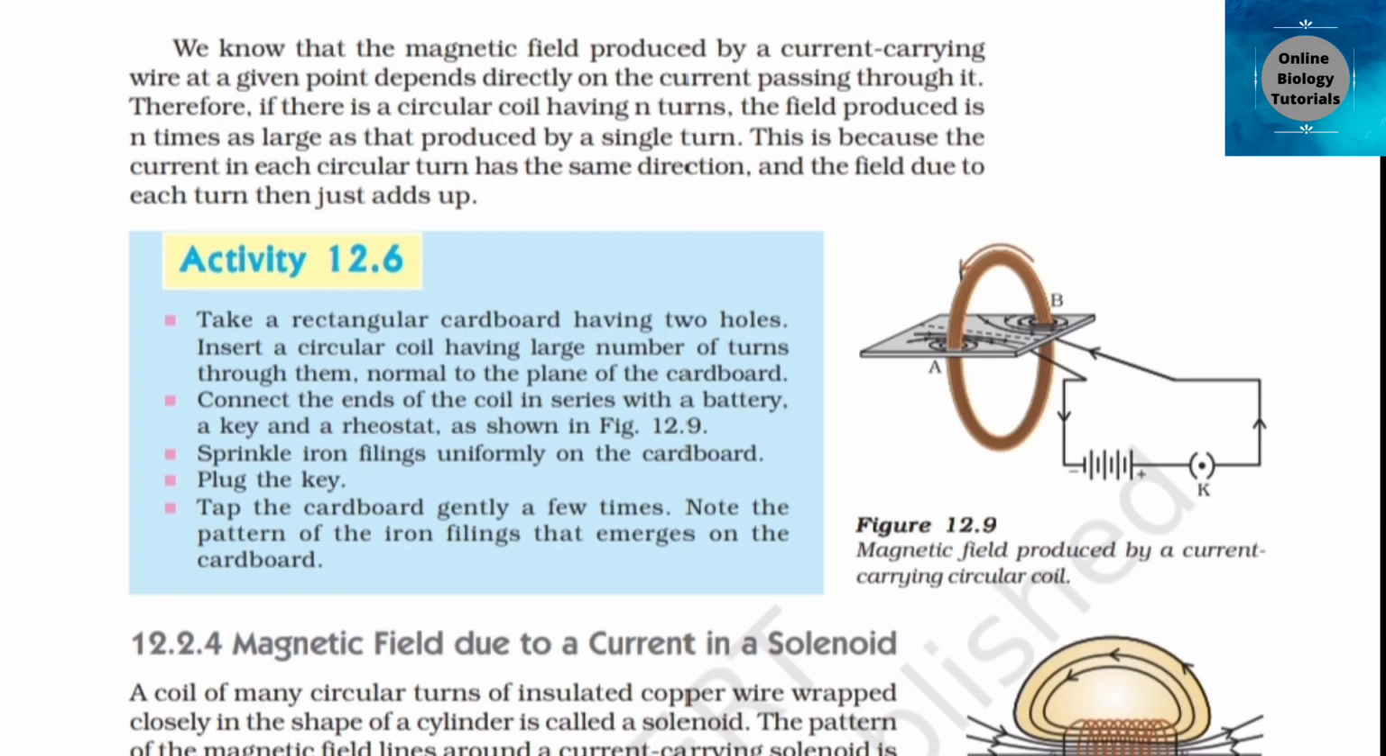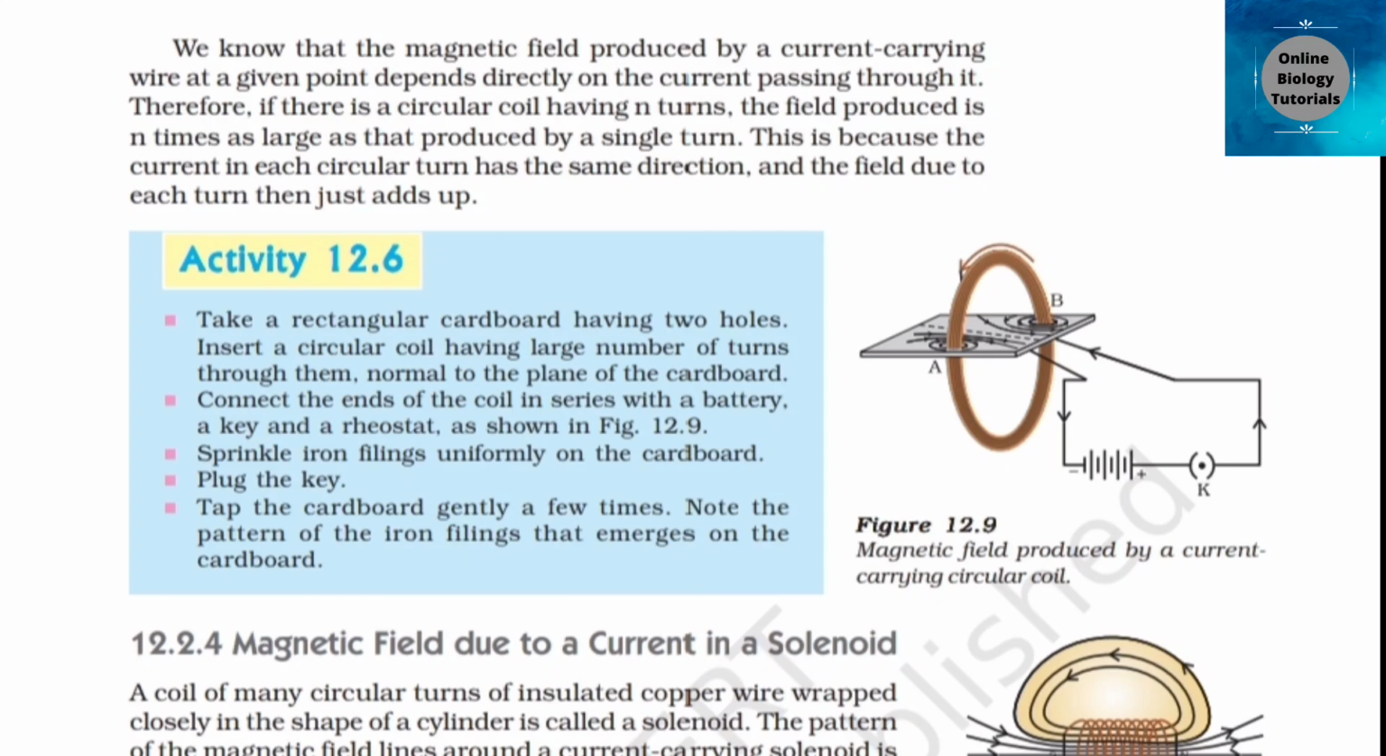We know that the magnetic field produced by a current-carrying wire at a given point depends directly on the current passing through it. Therefore, if there is a circular coil having n turns, the field produced is n times as large as that produced by a single turn. This is because the current in each circular turn has the same direction, and the field due to each turn then just adds up.